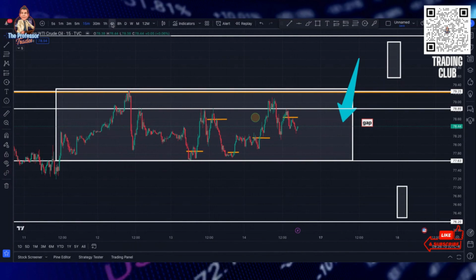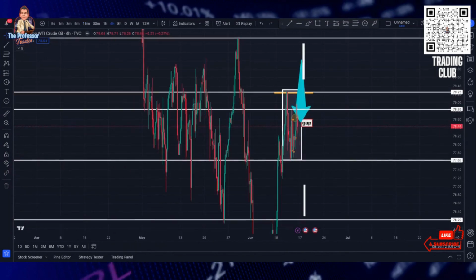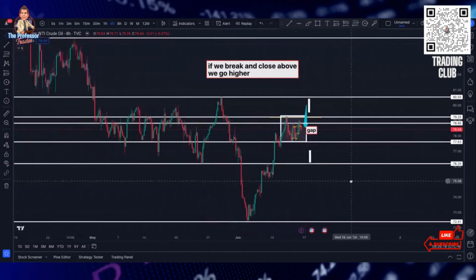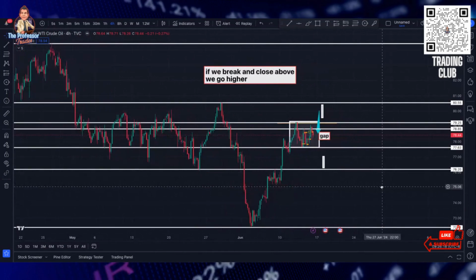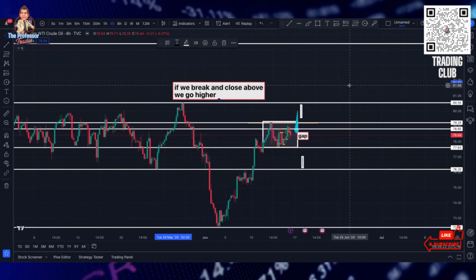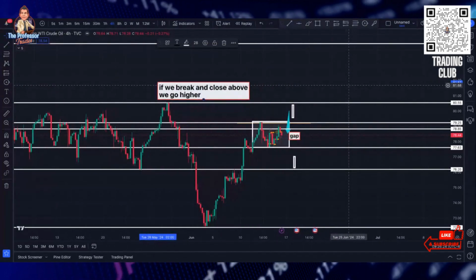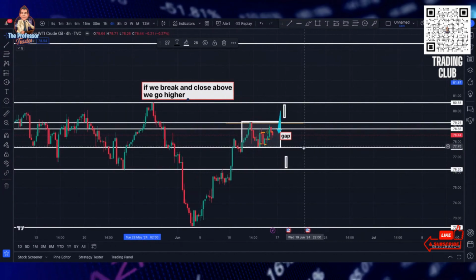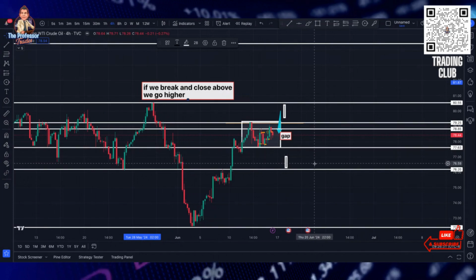But the overall bigger picture, as we talked about before, is that if price is going to make a move into 81, 82, 83, then we need to see price close above there. Now, vice versa, if we get that closure and movement down below 77, then we can expect price to come back on down.